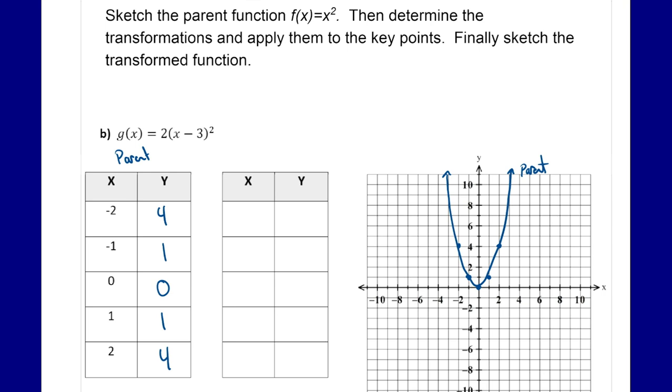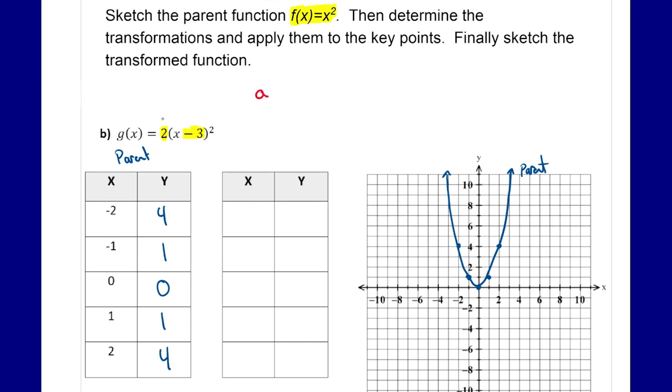Now I need to figure out what my transformations are. What are the a, h, and k that are different from this parent function? Basically, what is different about my new function down here that we don't see in this parent function? Well, the two things that we see are 2 and this -3. So there are two different transformations.